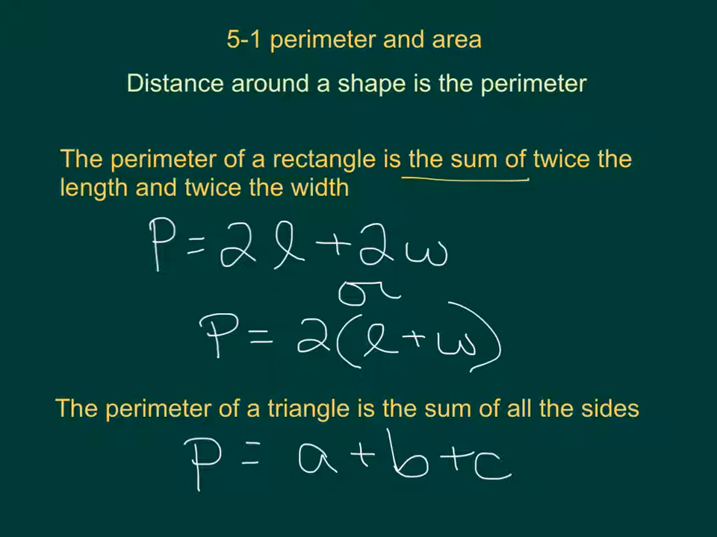So there's two ways we can write this equation. It can be written as P equals 2L plus 2W, or it can be written as 2 times (L plus W). The perimeter of a triangle is just adding up all the sides together to get the total distance.